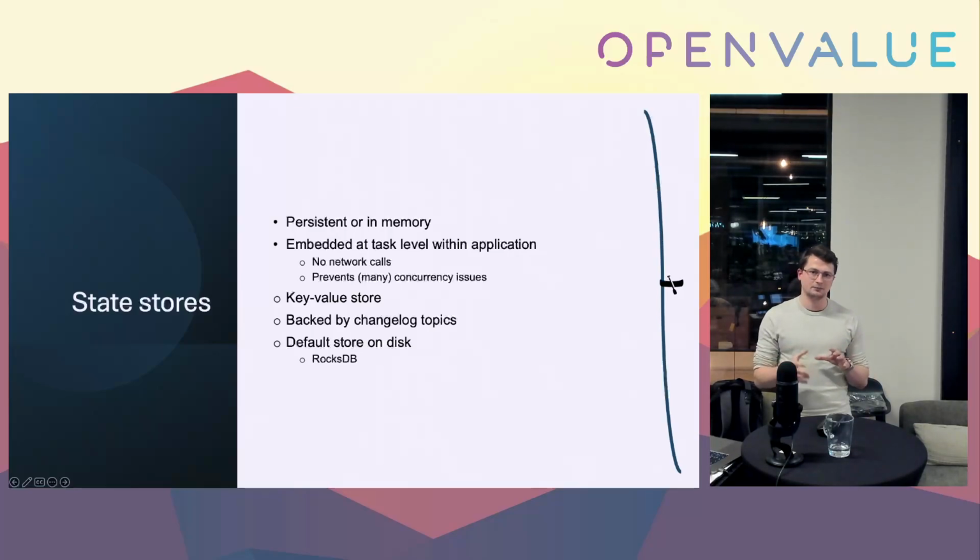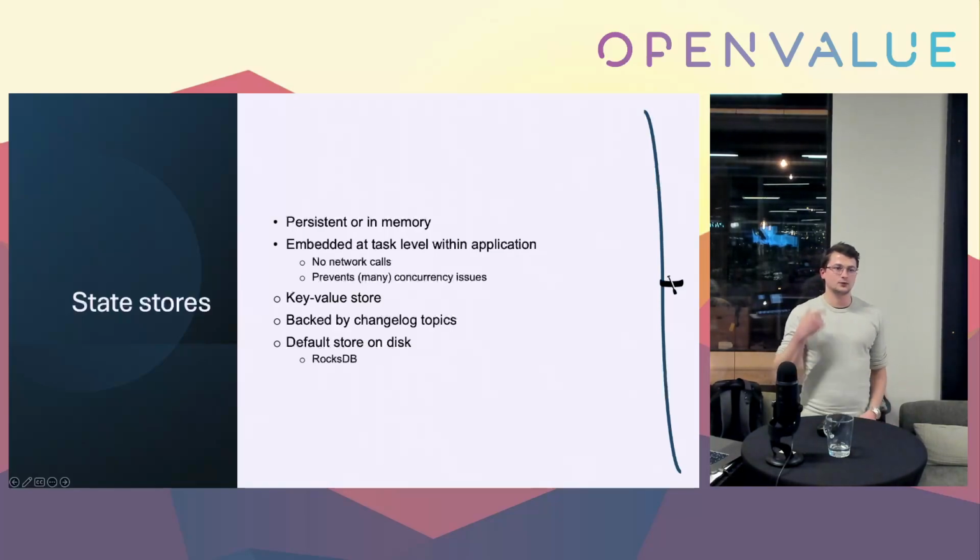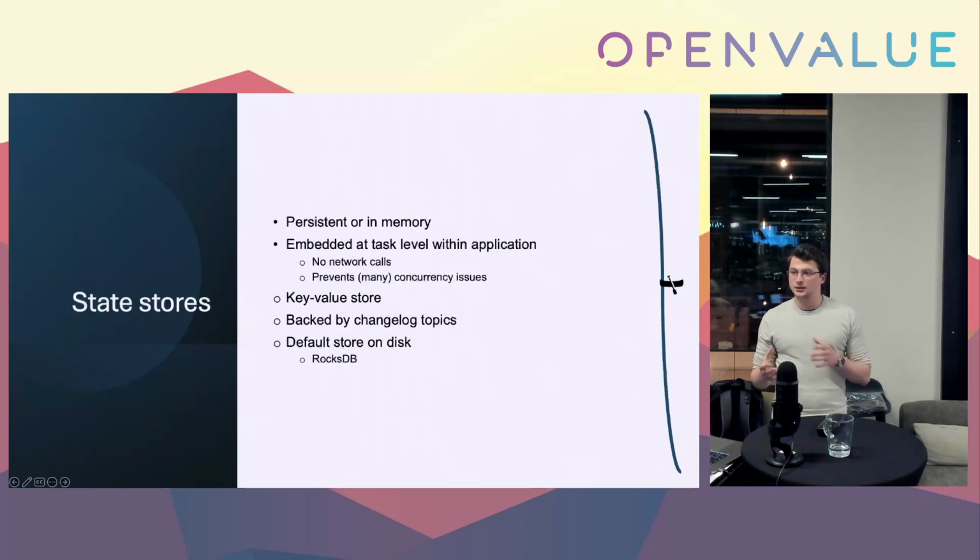And this is embedded per task. So each task has its own state store, which means that it doesn't need to do a call to the database or a network call. So this is much, much faster. And because it is on task level, it also prevents some concurrency problems where multiple threads are trying to access the same state at the same time. And it's basically a key value store, so you can only retrieve something based on the key, and it's backed by a changelog topic.